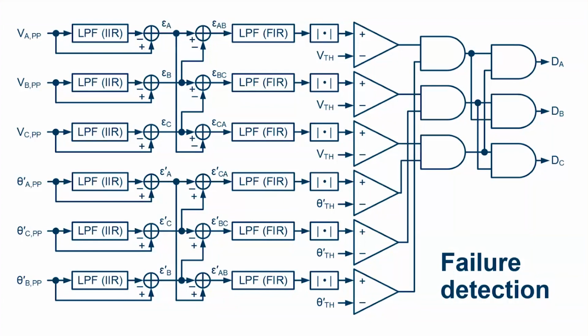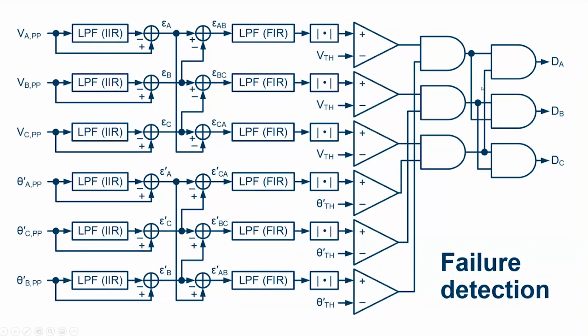So we get these phase-to-phase signals, do that both for the frequency or angle data and also for the magnitudes, and then do some more filtering, smoothing, and then do an absolute value. And ultimately, we're going to compare the differences between those phases to a threshold. And so if we see large differences, those are going to trip off the comparators there.